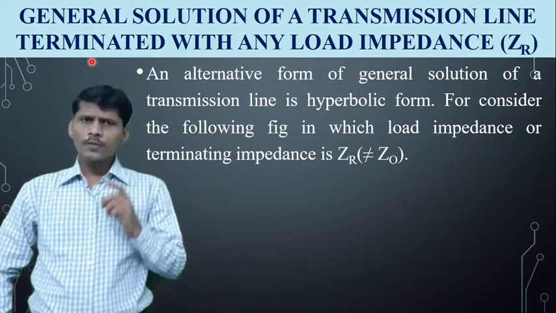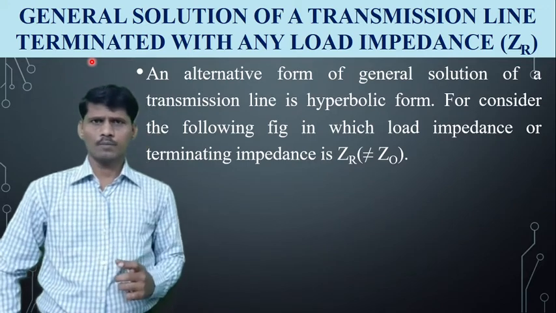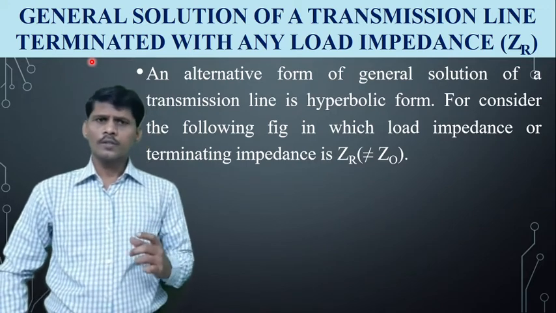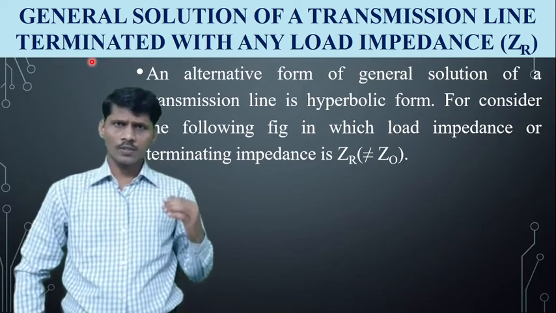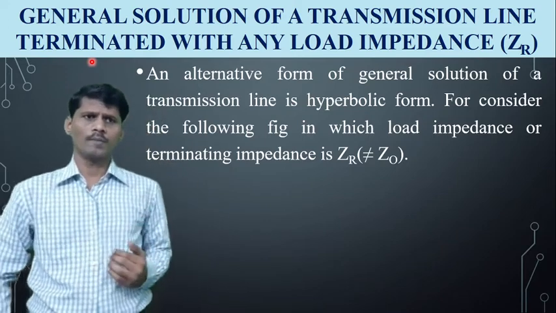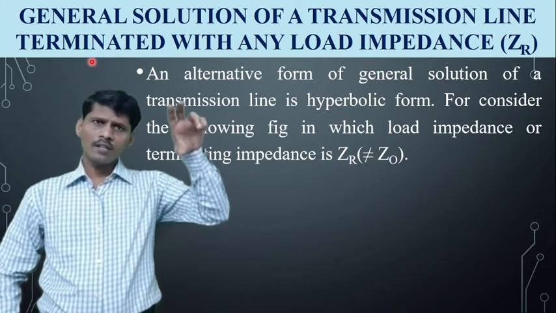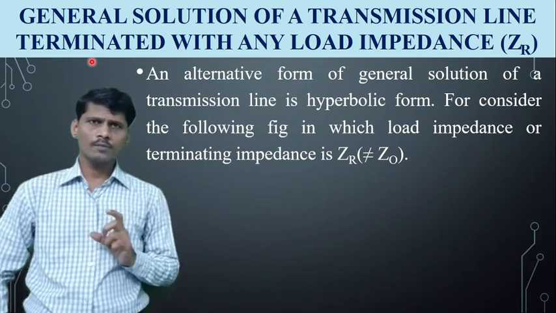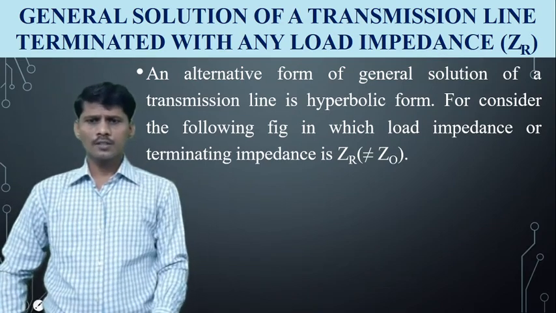An alternative form of the general solution of a transmission line is the hyperbolic form. So I have derived the alternative voltage and current expressions in hyperbolic form. From the figure, the end of the transmission line is terminated with a load impedance. The load impedance is not equal to the characteristic impedance.